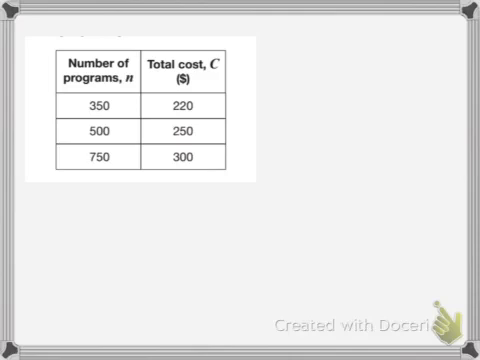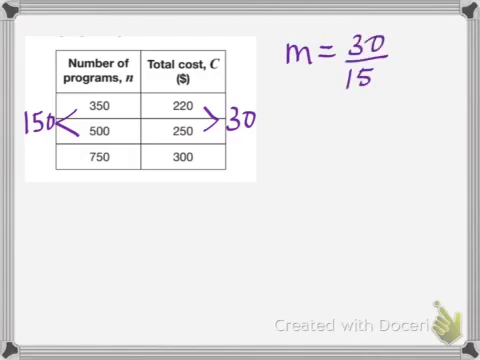So when you're given a table, the fastest or easiest way to get your rate is to do the first differences for the cost and then for the number of programs. 250 minus 220 is 30. 500 minus 350 is 150. The rate is the first difference of the cost divided by the first difference of the number of programs. So it's 30 divided by 150.